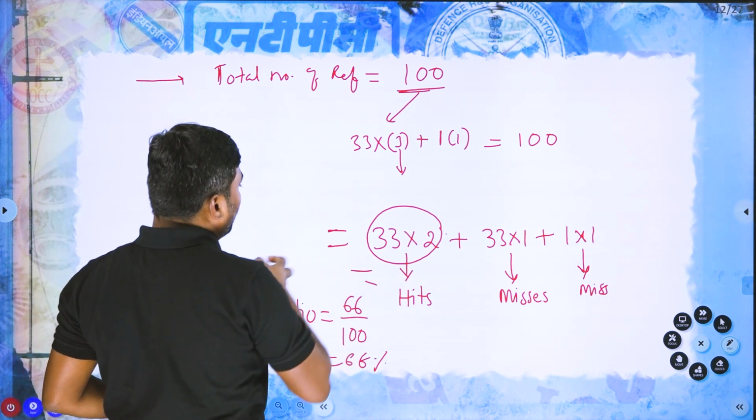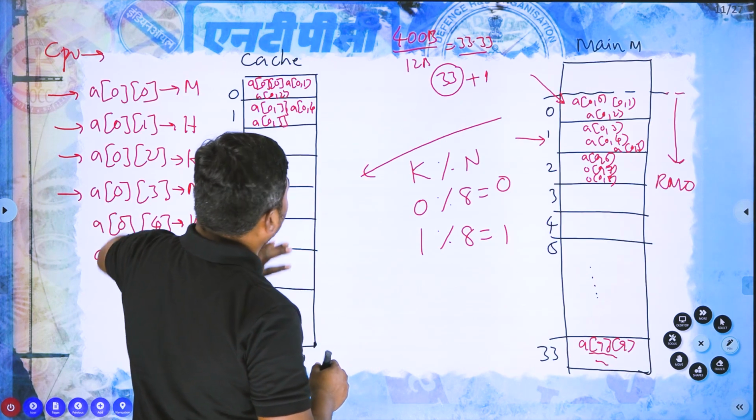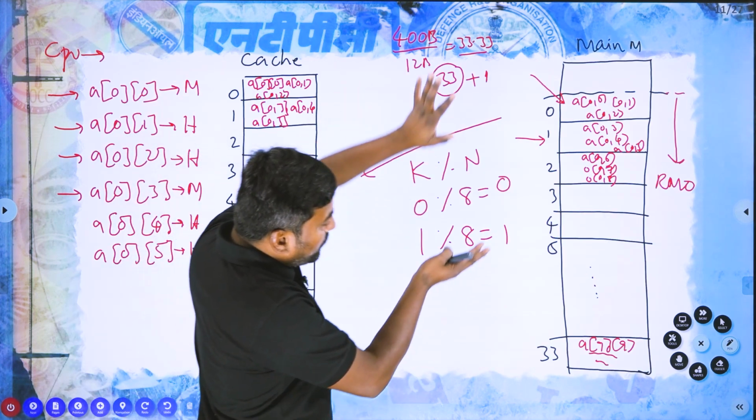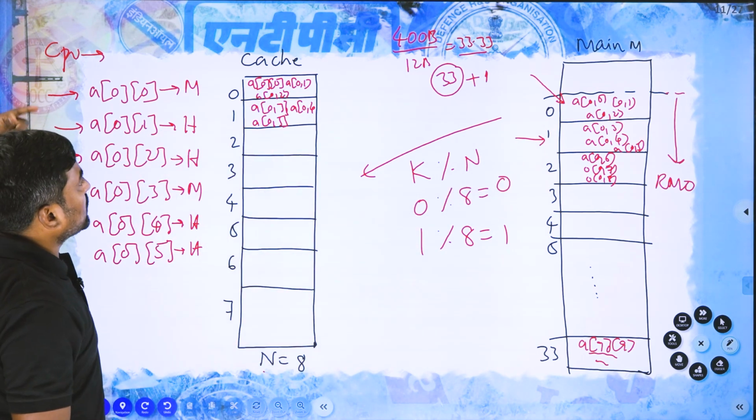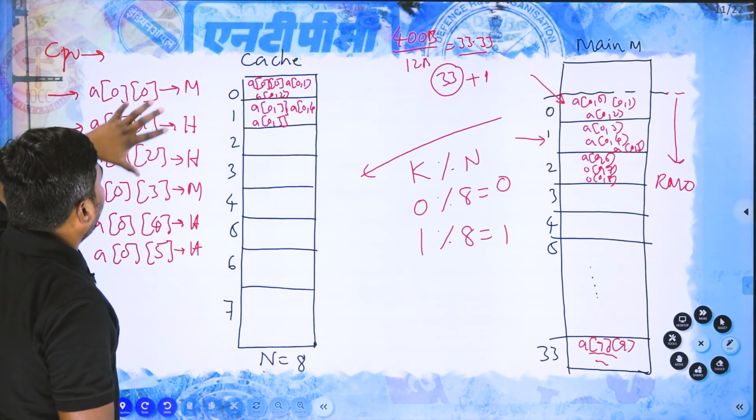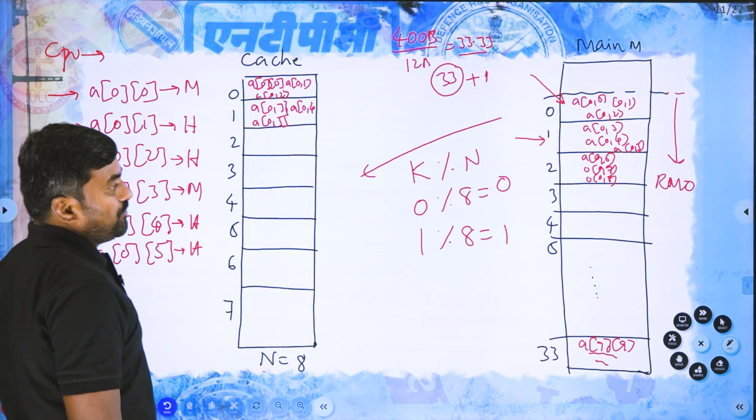So just look carefully and understand what I did here. Very simple. First of all, I understood the organization of the memory pattern. Then I started referring by the processor. Then we observed very clearly how many hits are going to occur.